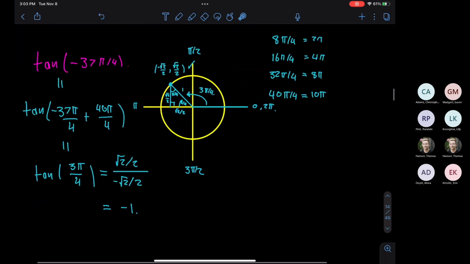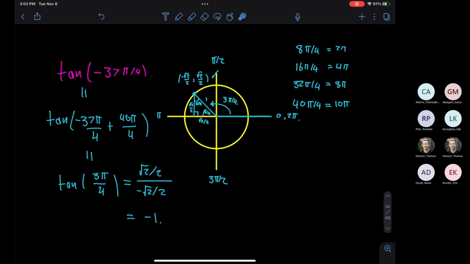And then we only did one example here, which was to do tangent of negative 37 pi over 4. The way we did that was we had to add a multiple of 2 pi in order to find an angle which is coterminal to negative 37 pi over 4. So we chose to add 10 pi because 40 pi over 4 would be just enough to cause this angle to be between 0 and 2 pi, which is what we want.